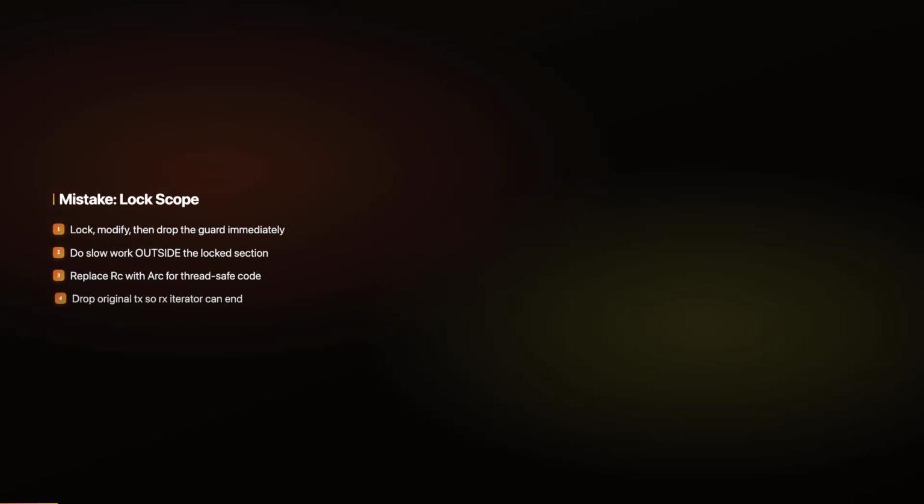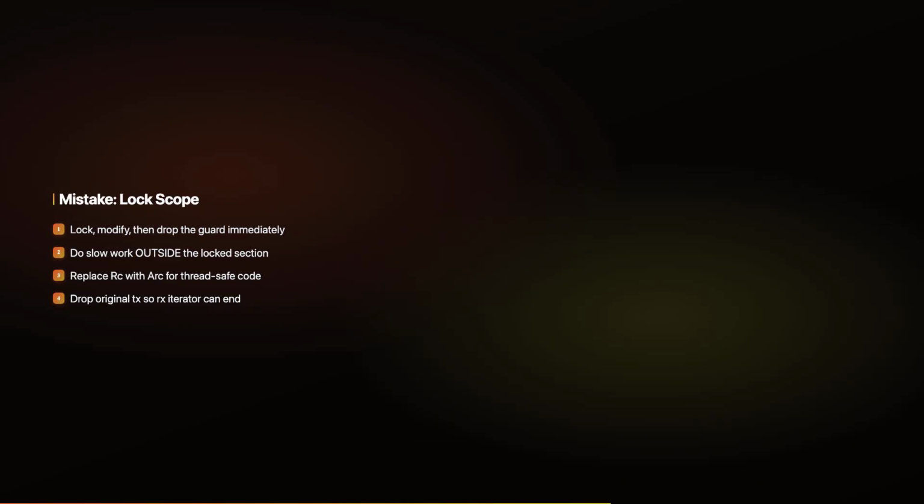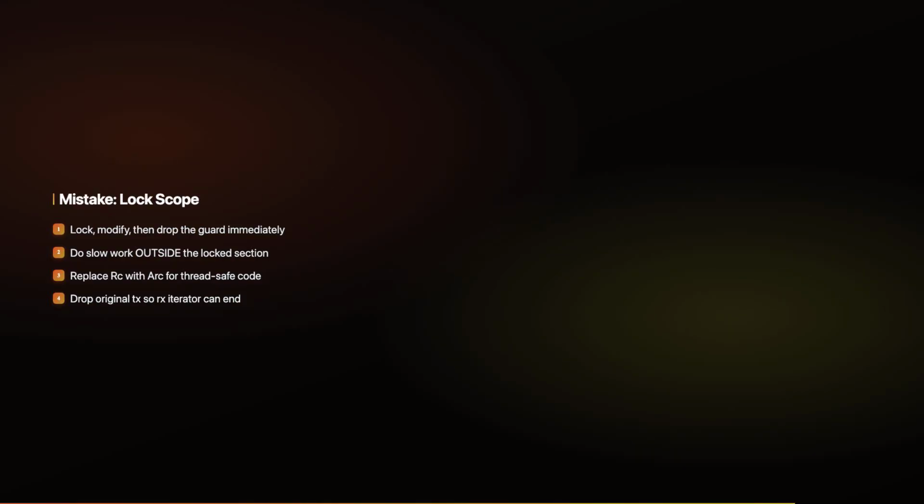Another mistake is using Rc instead of Arc with threads. The compiler catches this with a clear error. Rc is not Send. The fix is simple. Replace Rc with Arc. Also, remember to drop the original transmitter when using channels with clones. Otherwise, the receiver waits forever.